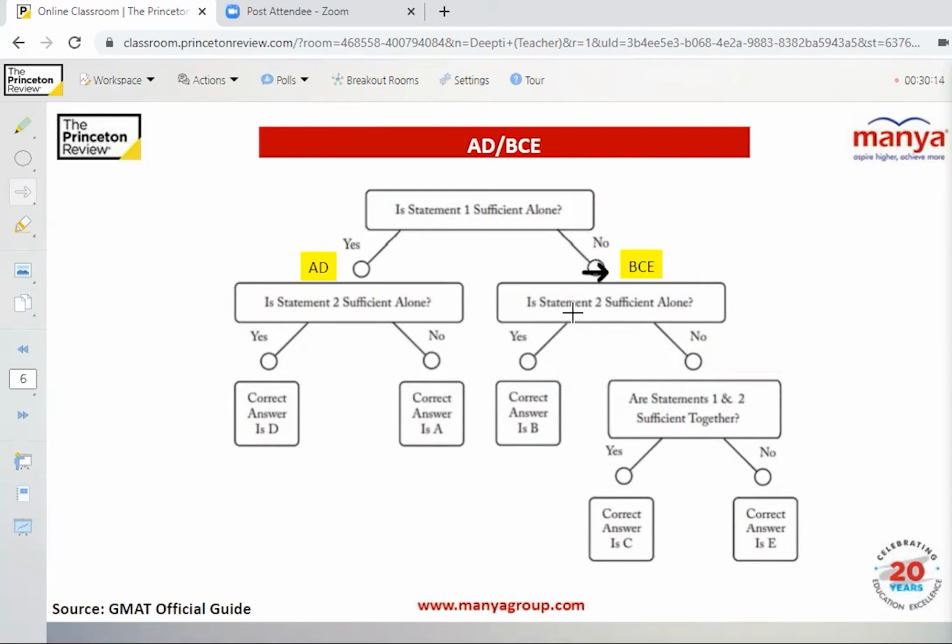Now, if you're at B, C, and E, you have to follow the same step. You have to ask yourself, is statement 2 sufficient alone? If the answer is yes, then the correct answer is B. However, if the answer is no, then you must eliminate B and you are left with C and E. Ask yourself, are statements 1 and 2 sufficient together? If the answer is yes, then your answer is C. Otherwise, it is E. So for all data sufficiency questions, you are required to use this approach. We call it the AD or BCE approach.